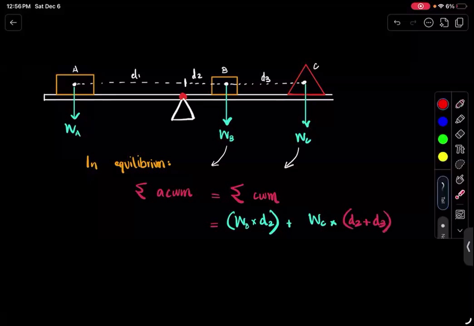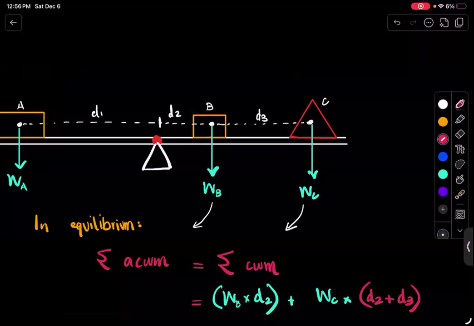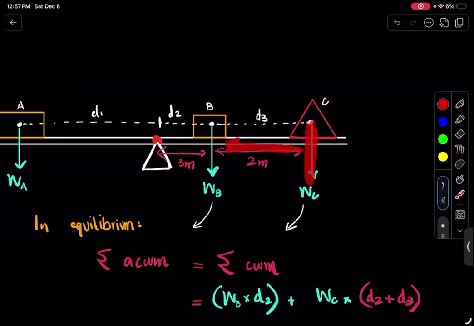It's a common mistake that oftentimes they will give you this distance as 2 meters and this as 3 meters. What students often do is multiply this force by 2. But this 2 meters is only till the next force. That's not the distance till the pivot. You have to take the distance till the pivot, right? So you've got to add up D2 and D3.